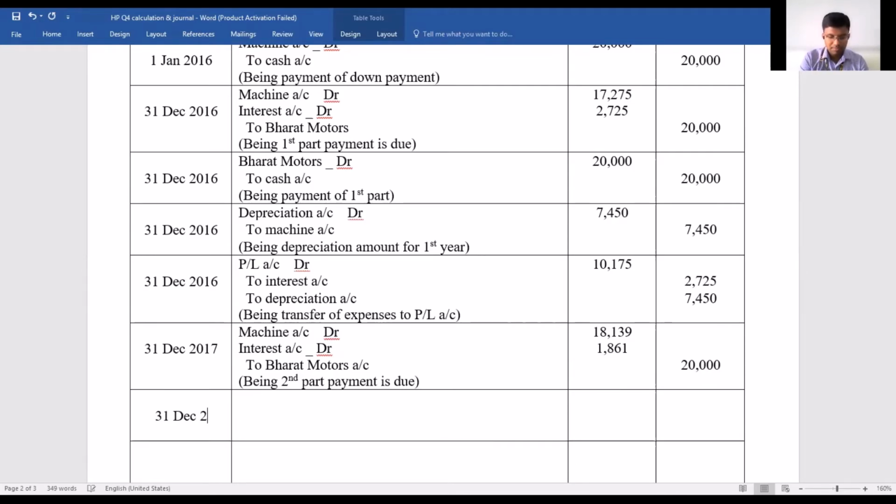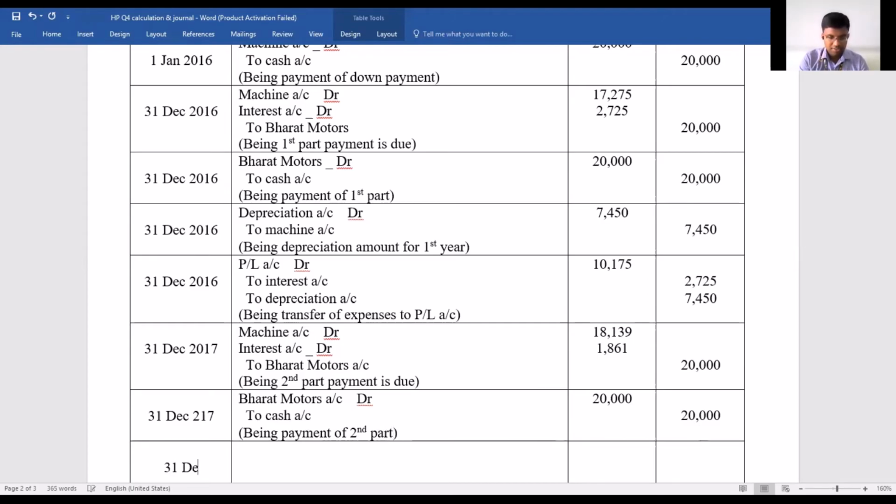Then 31st December 2017, Bharat Motors account debited 20,000 to cash account, amount is 20,000, being payment of second part, so that has been completed.